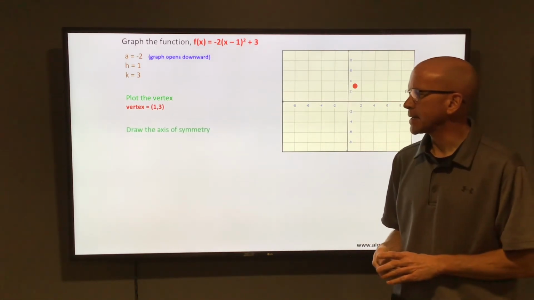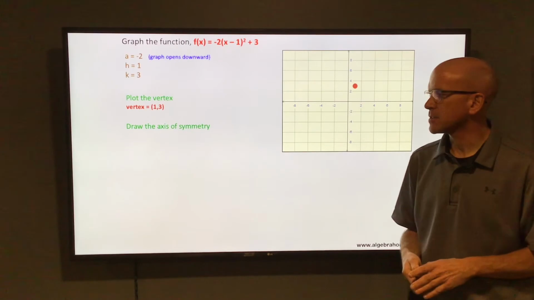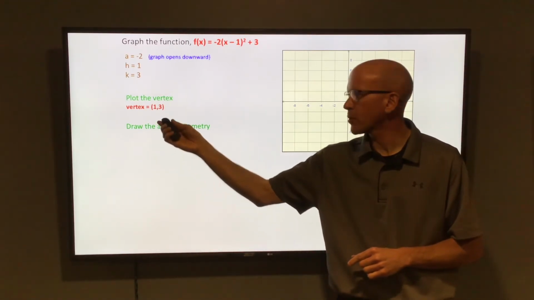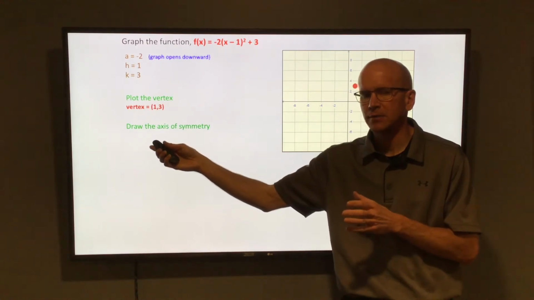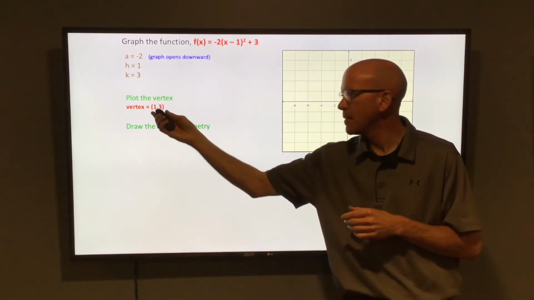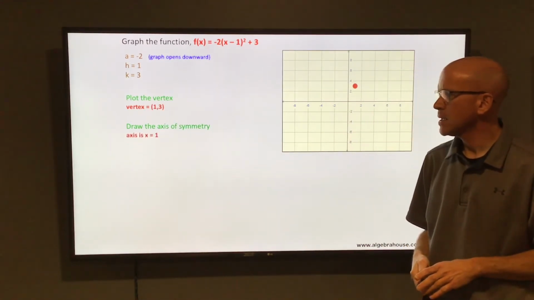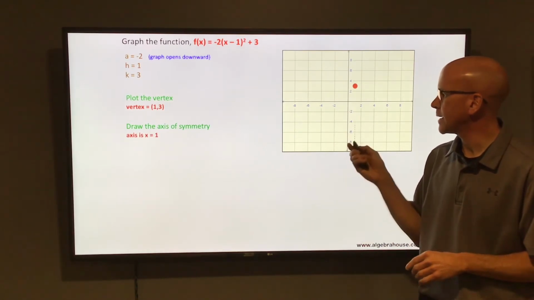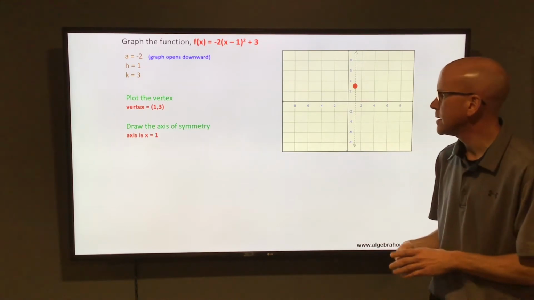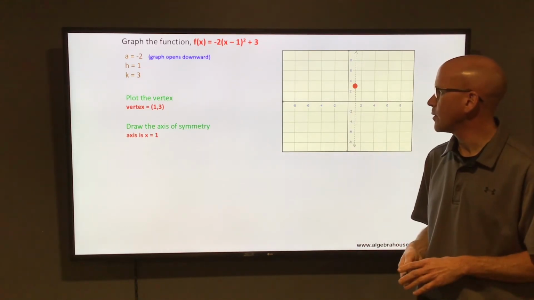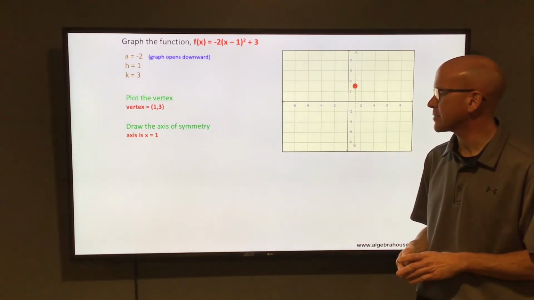Once you get the vertex down, lightly sketch in the axis of symmetry. Remember, the axis of symmetry is the vertical line that goes directly through the vertex. So the equation of the axis of symmetry is x equals, and then it's the x coordinate of the vertex. So the axis of symmetry is x equals 1. Again, lightly sketch that in. That's not really part of the graph, but you have to know where that is. So x equals 1, it's a vertical line going through 1 on the x-axis. That is the axis of symmetry.